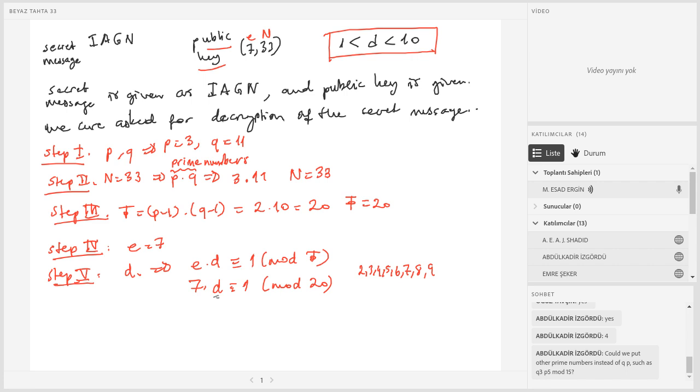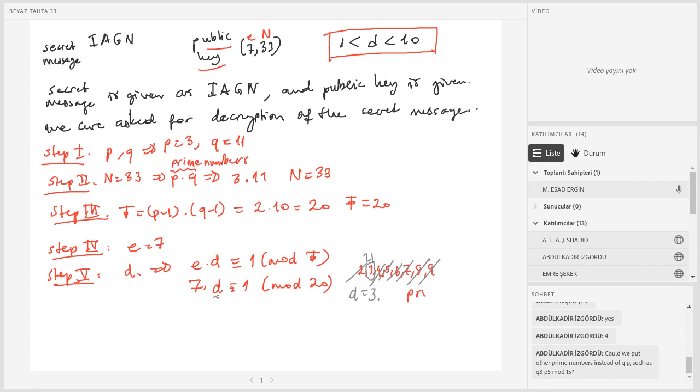So there's no need to make any constraint for D. Okay? So if I multiply 7 by 2, it will be 14. If I multiply by 3, it will be 21. So 3 we can use as decryption key as well. But let us check other ones too. It will be 28, the remainder will be 8, and the remainder will be 15, and the remainder will be 2, and the remainder will be 9, and the remainder will be 16, and the remainder will be 3. So the remainder will be 1 only in the case D equals 3.